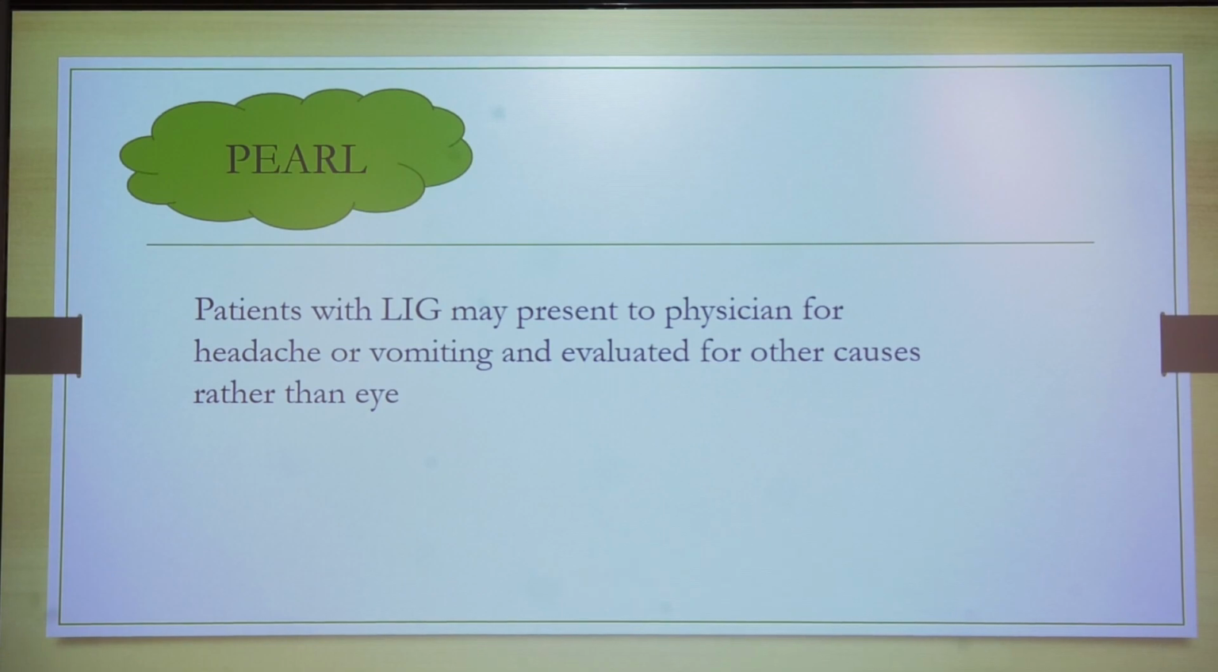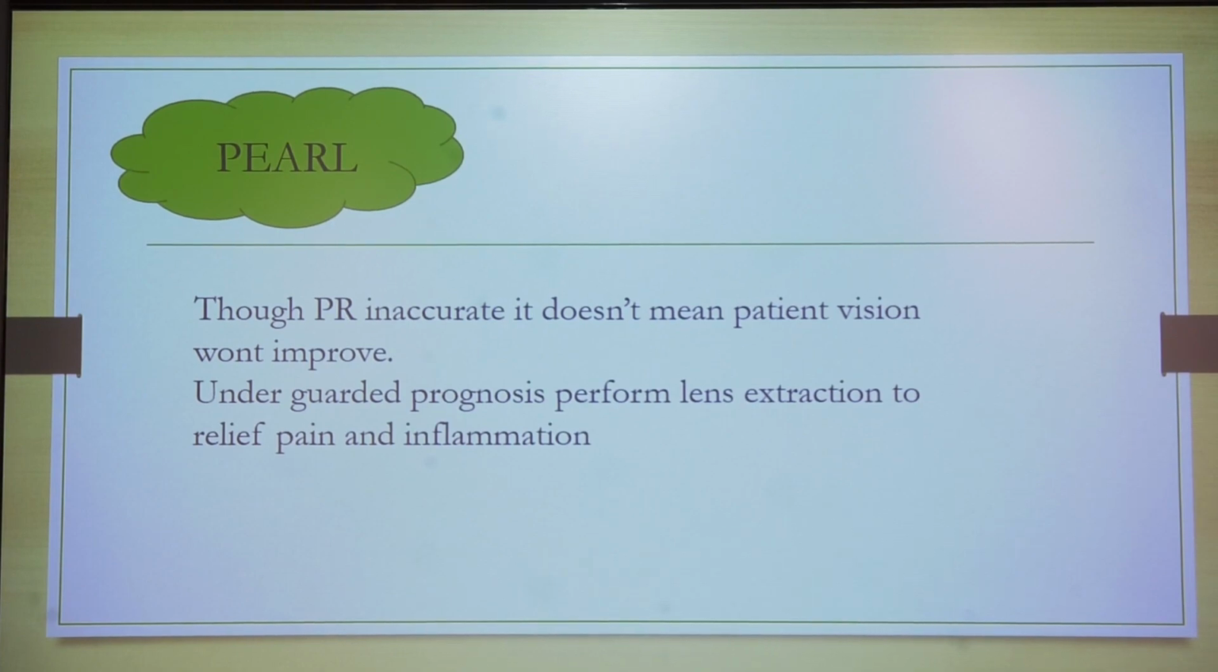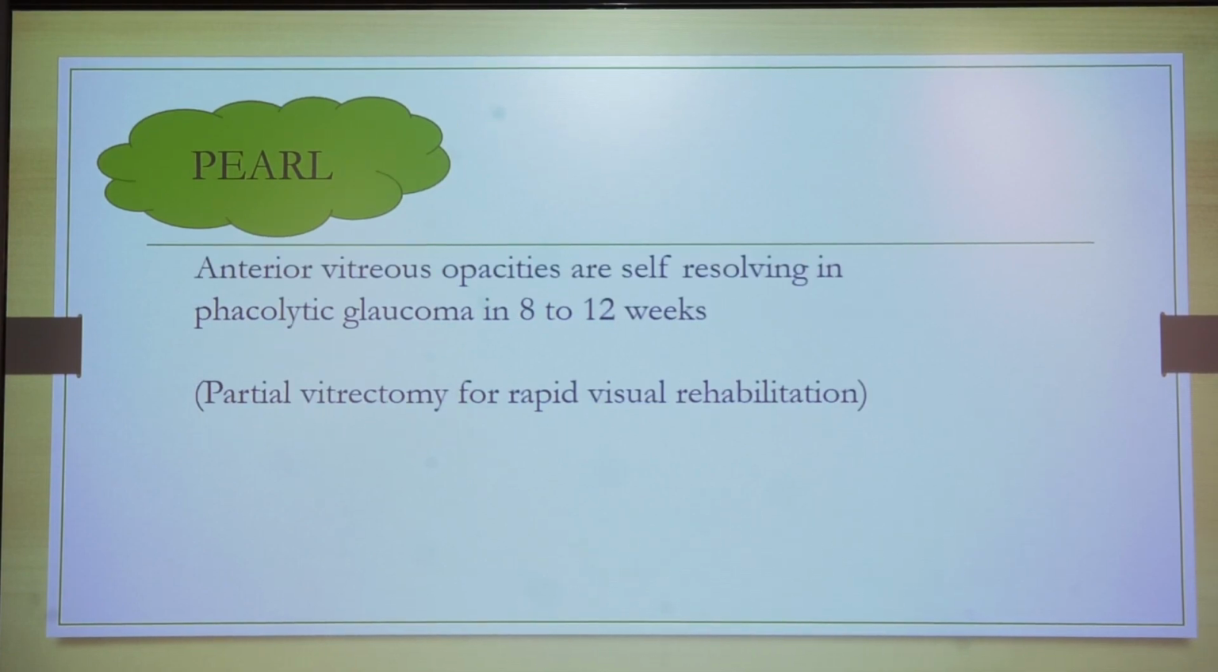Now what do we learn? Patients with lens-induced glaucoma may present to a physician with headache and vomiting and can be evaluated for other causes rather than ocular till they develop redness and pain. Though PR inaccurate doesn't mean that the patient will not improve his vision. Under guarded prognosis, perform a lens extraction to relieve pain or inflammation at least.